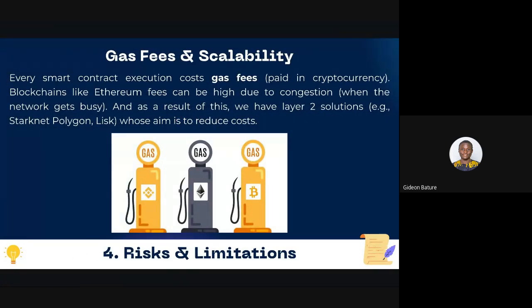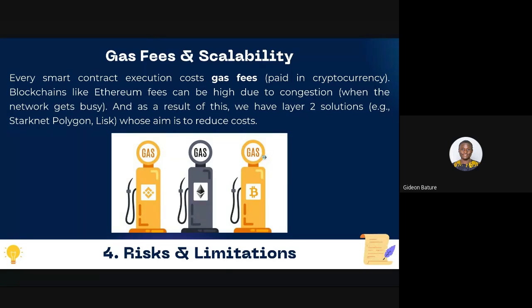Because everything that has an advantage has a disadvantage. That's why they tell you not all that glitters is gold. Not that things that glitter are bad, but just trying to tell you that not every aspect of things that shine is actually good. There can always be a shortcoming or a disadvantage to it. So, gas fee and scalability. There's no way you talk about smart contracts without talking about gas fee and scalability. Why are we talking about scalability?